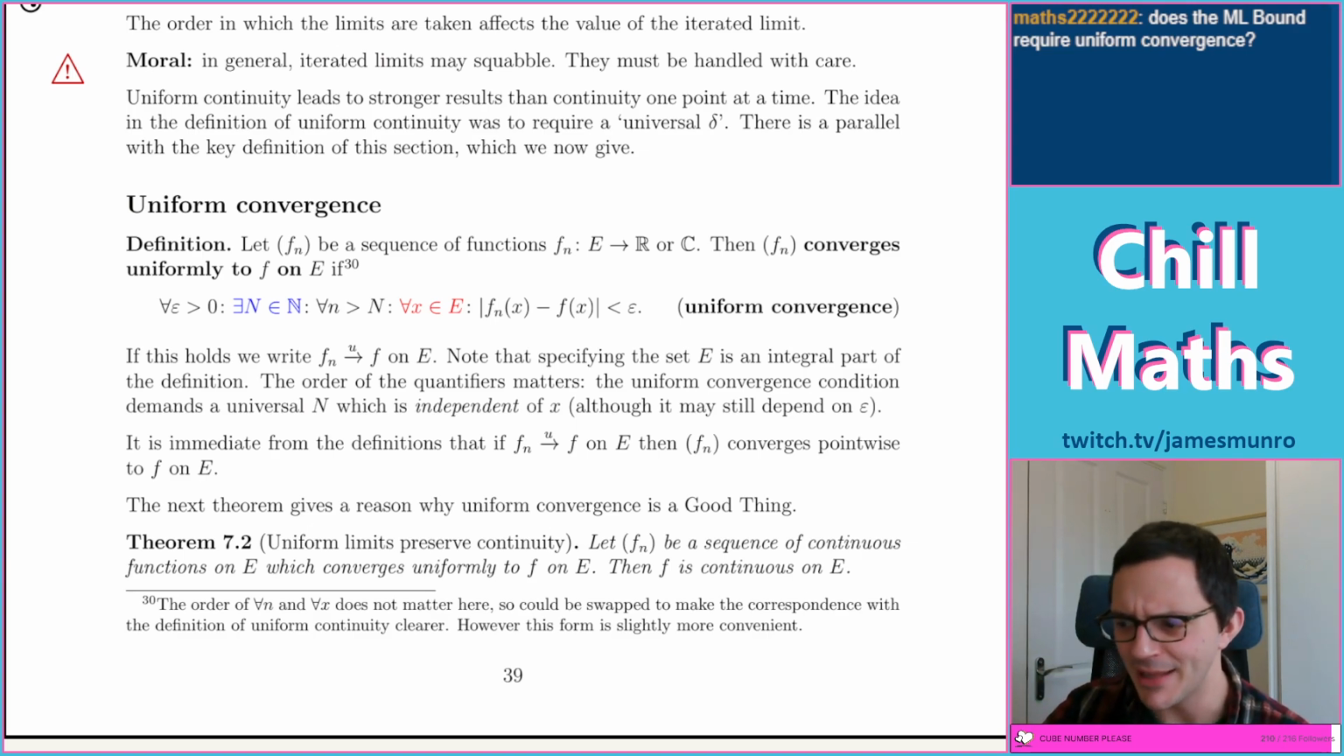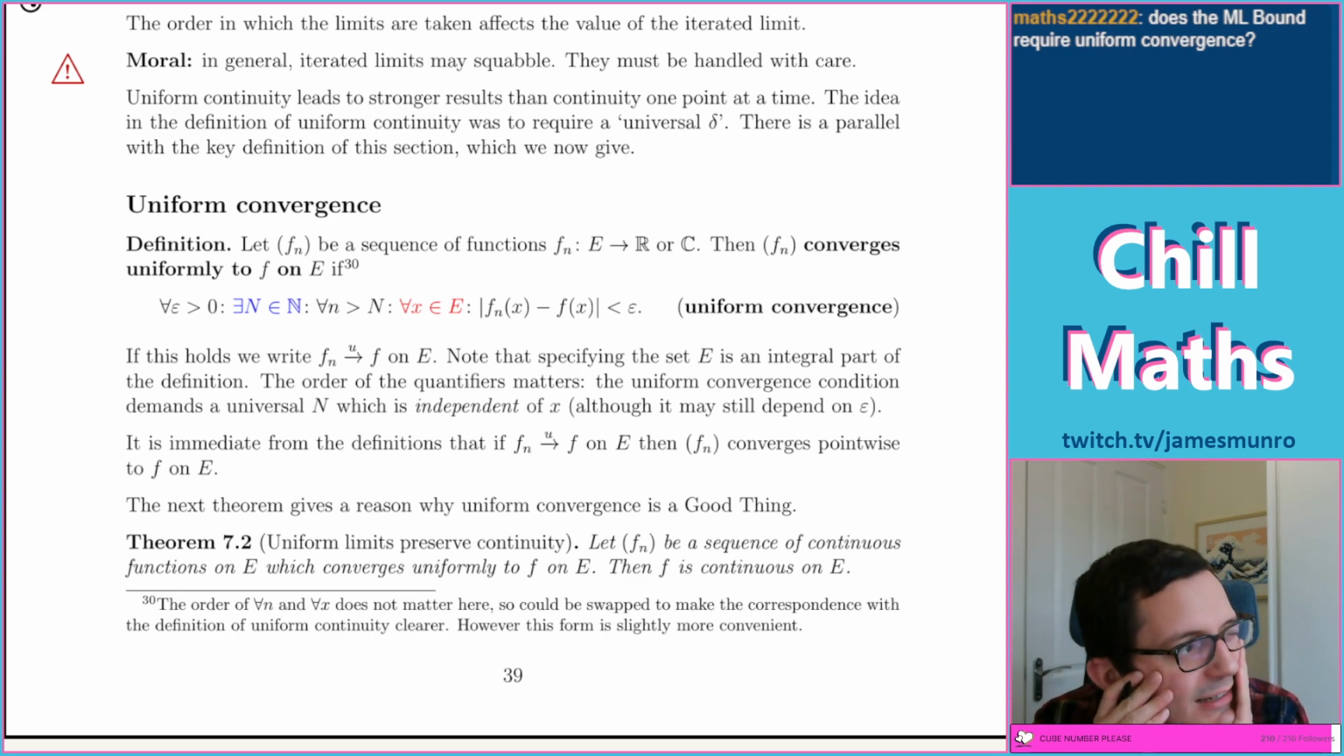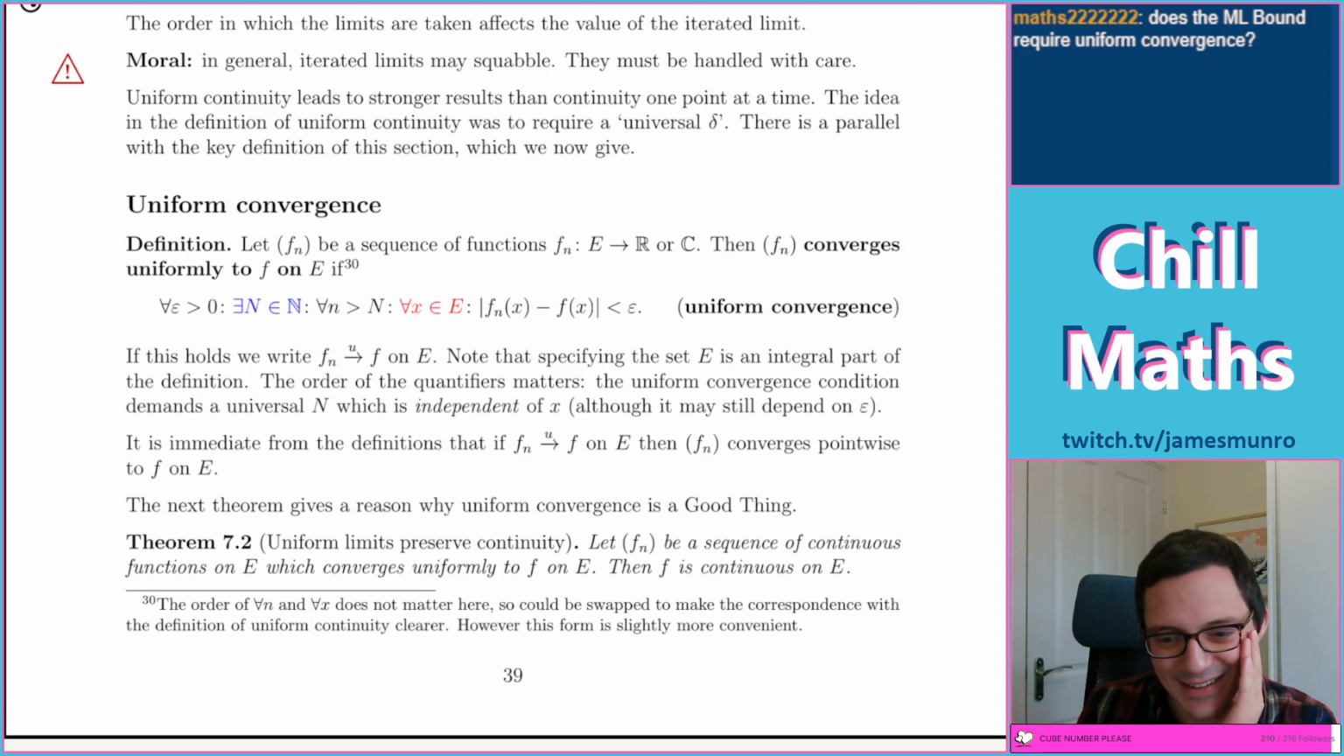I can't remember what the ML bound is. Was that? No, I really can't remember. So uniform limits preserve continuity, but maybe not uniform continuity. Yeah, that sounds like the sort of fact that I might have been told before. We'll find out, I think.